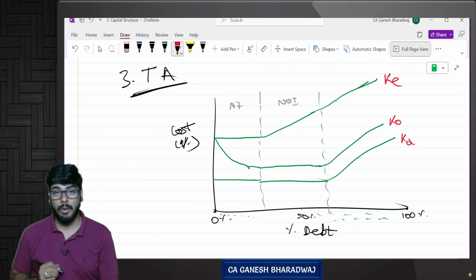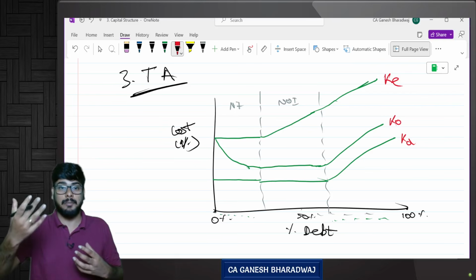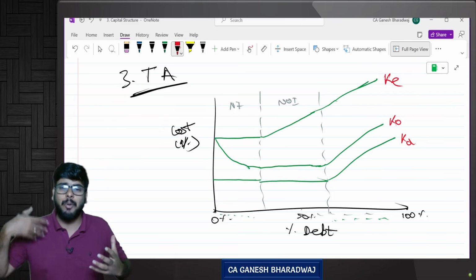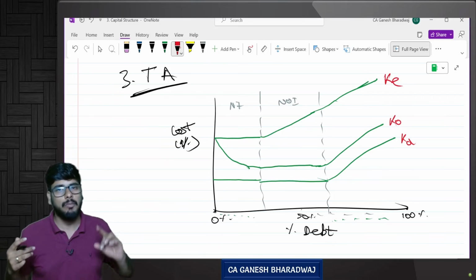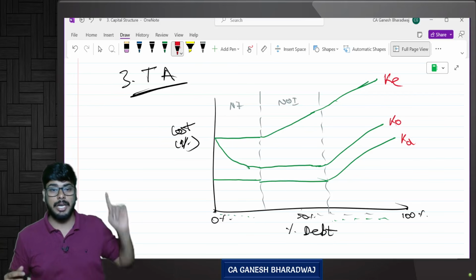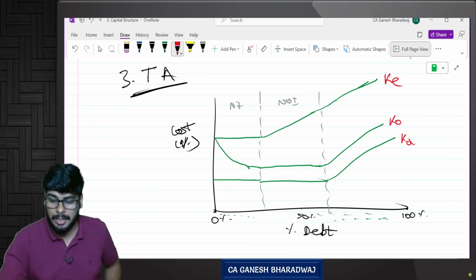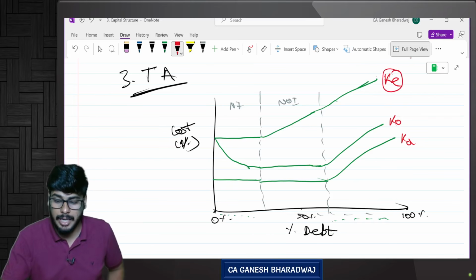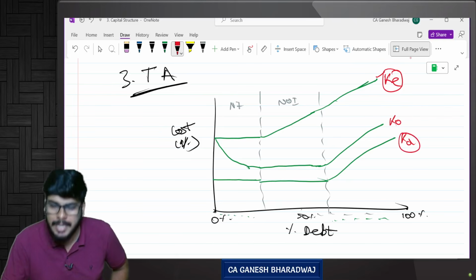What happens? Now, the more the debt, the more the risk, correct? You just keep on borrowing. Equity shareholders are risk takers, so they will start demanding more return, correct? So the KE will increase. Then why KD is increasing, sir?